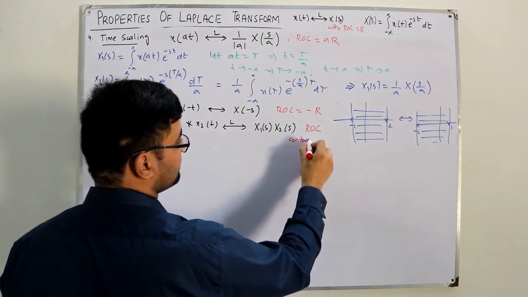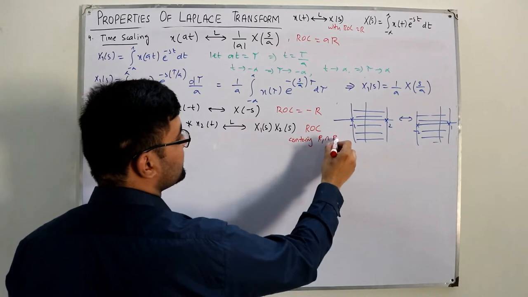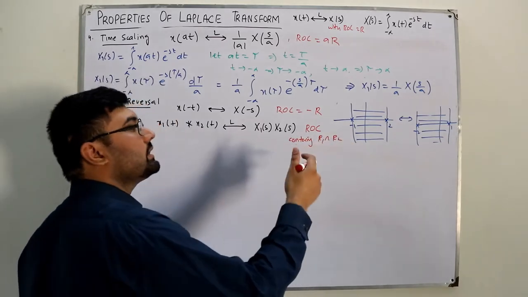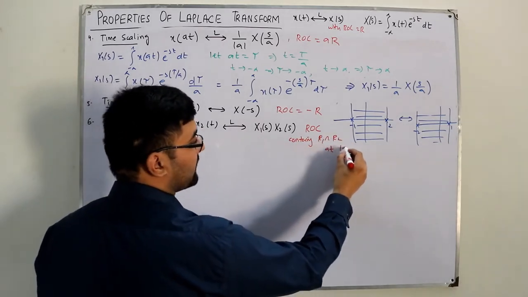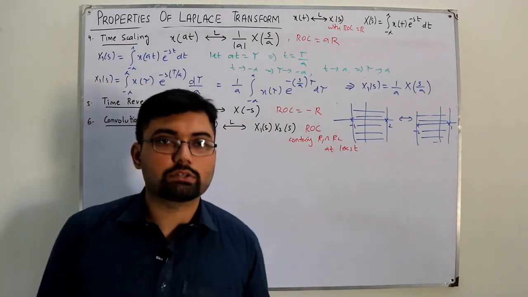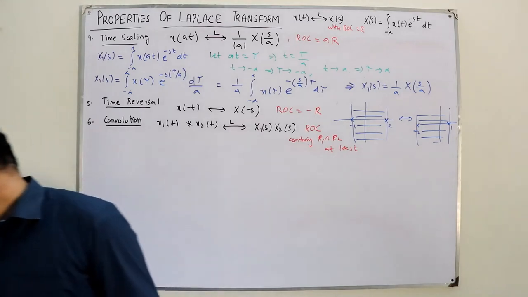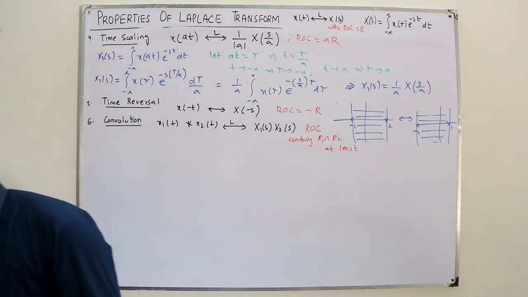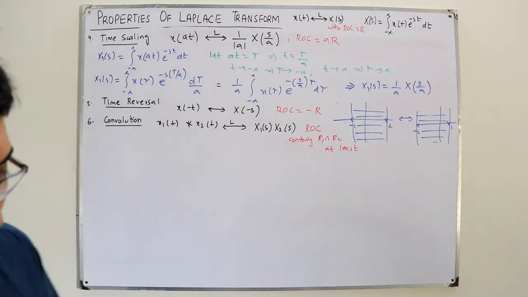So the ROC would be containing R1 intersection R2 at least, okay? It could be more than that. Now you solve more and more examples on this, so you get the point. Fine. Okay. So let us go for the proof.